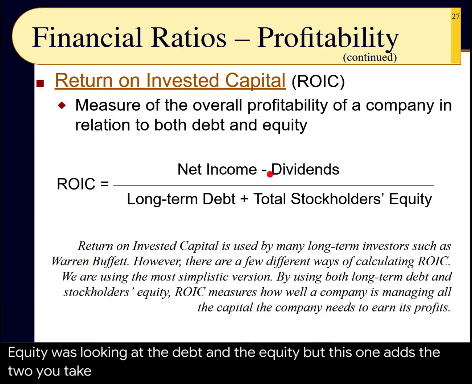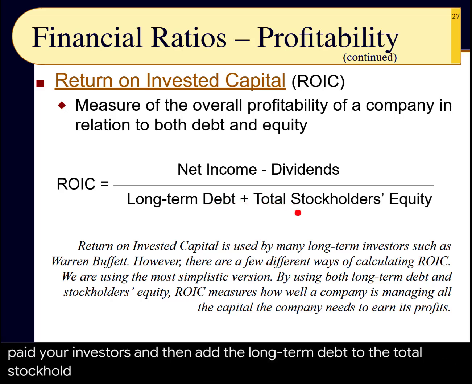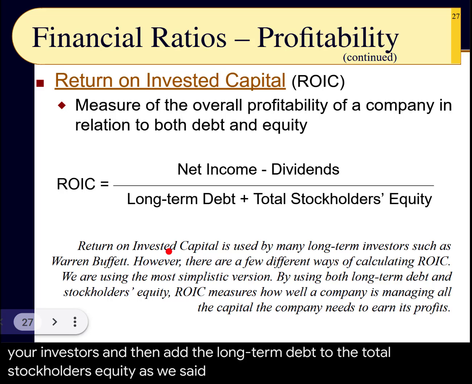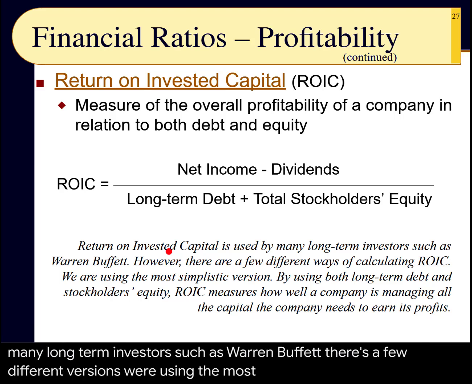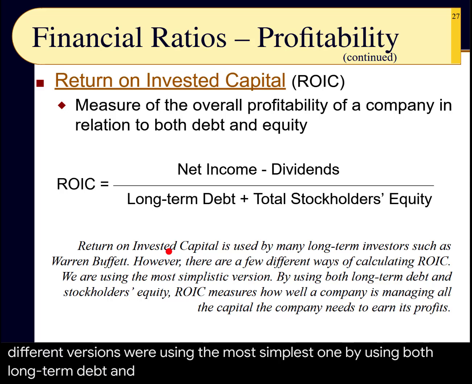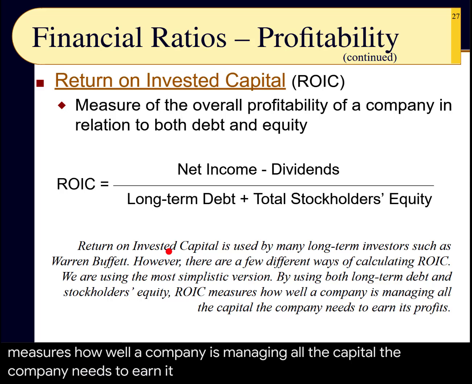You take the net income, take any dividends out that you paid your investors, and then add the long-term debt to the total stockholders' equity. And as we said, return on invested capital is used by many long-term investors, such as Warren Buffett. There's a few different versions. We're using the simplest one. By using both long-term debt and stockholders' equity, the return on invested capital measures how well a company is managing all the capital the company needs to earn its profits.